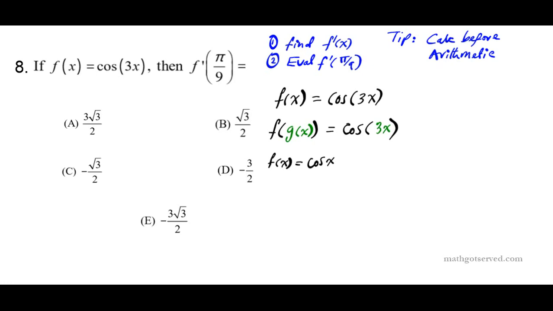The derivative of cosine is negative sine. Don't forget that. The inner function is the linear function 3x, and its derivative, g prime of x, is 3. So the chain rule basically is as follows.